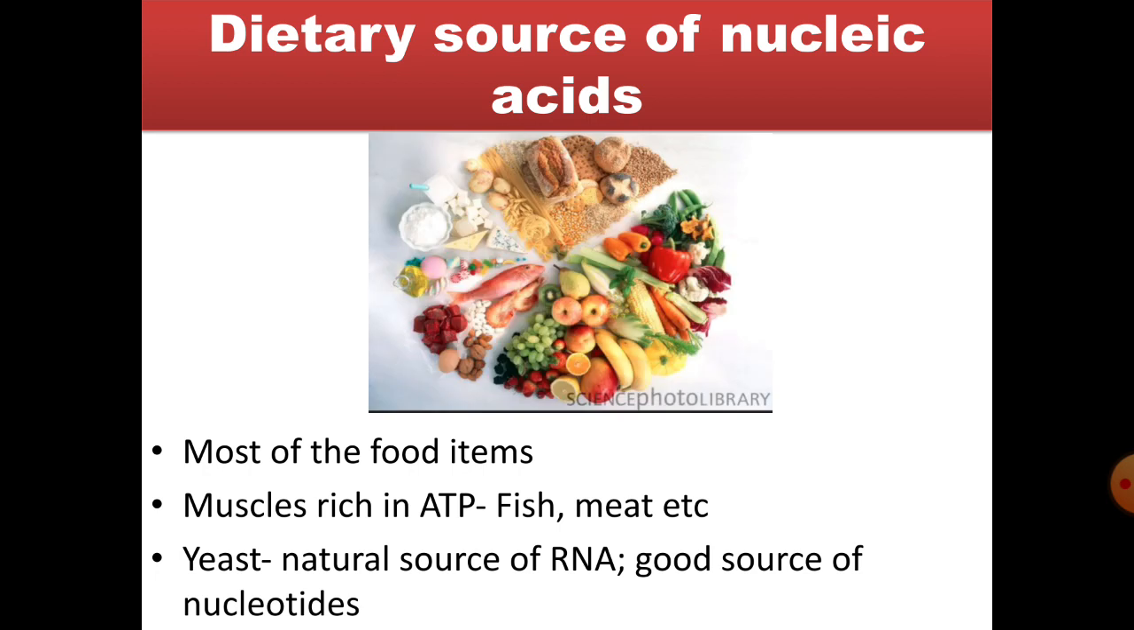Now where do we get nucleic acids from? They are available everywhere. In all the food products they will be there. Wherever there is growth, there are DNA and RNA involved. So we get them from all plant products, but they are rich wherever there are muscles. Since muscles are rich in ATP, we get a lot of nucleotides from that. Yeast is a natural source of RNA, and for laboratories also it's a good source of nucleotides.